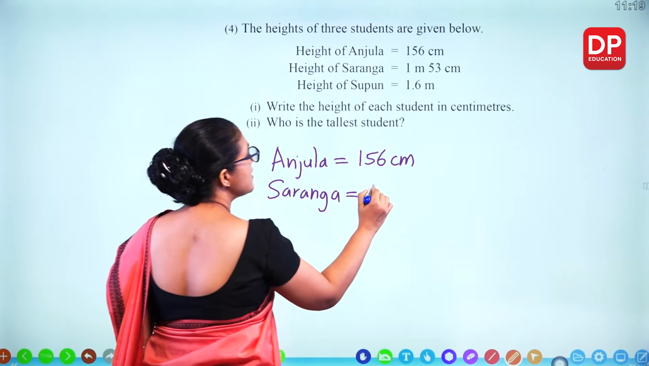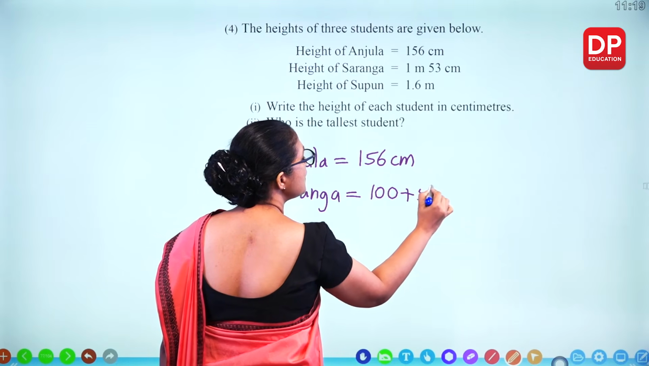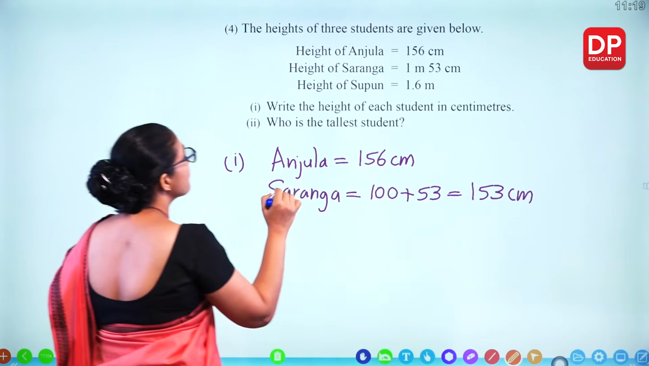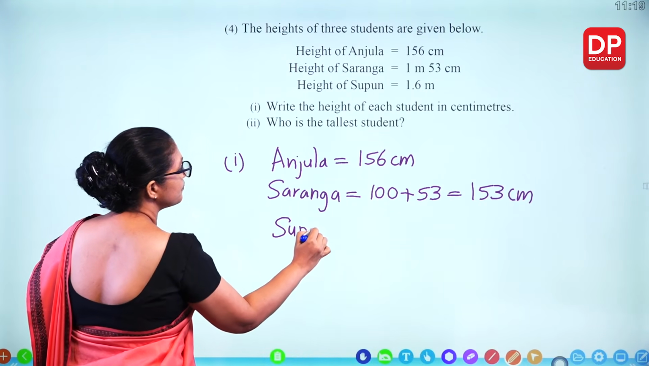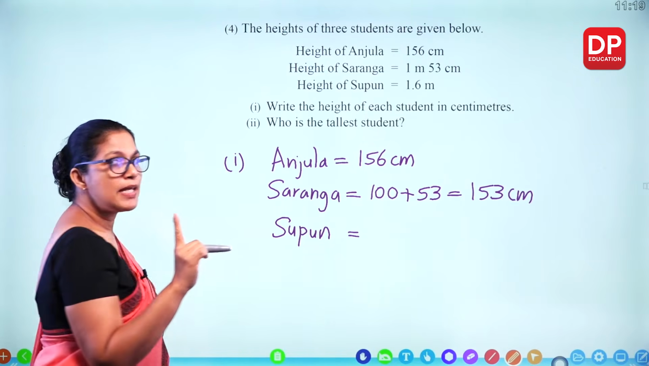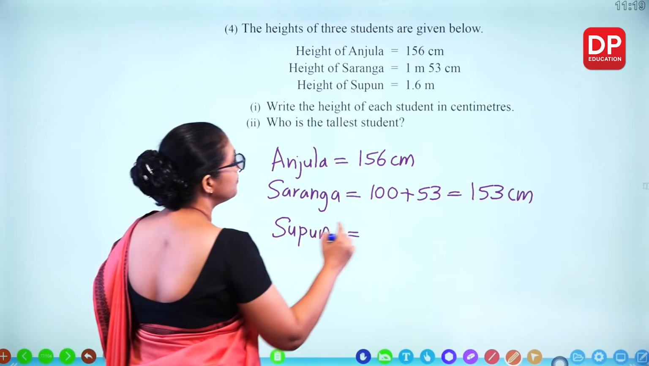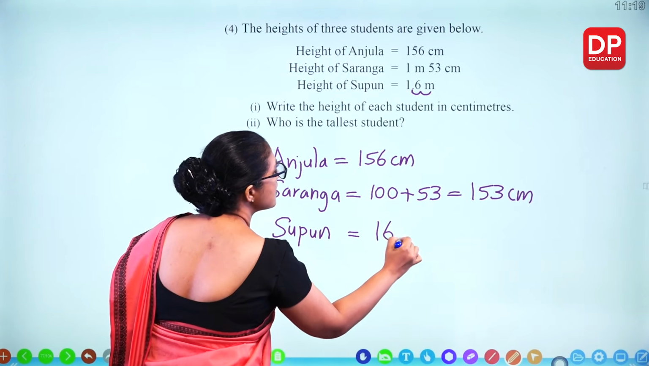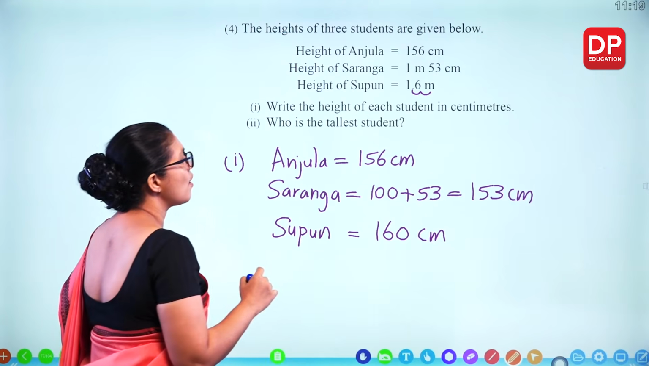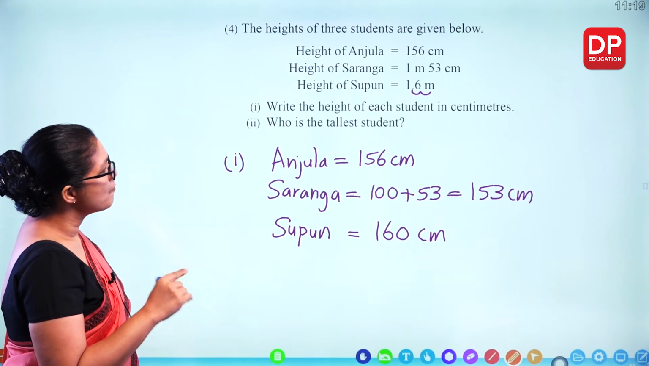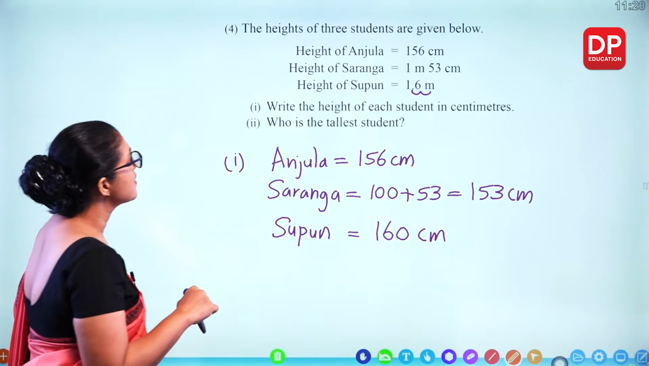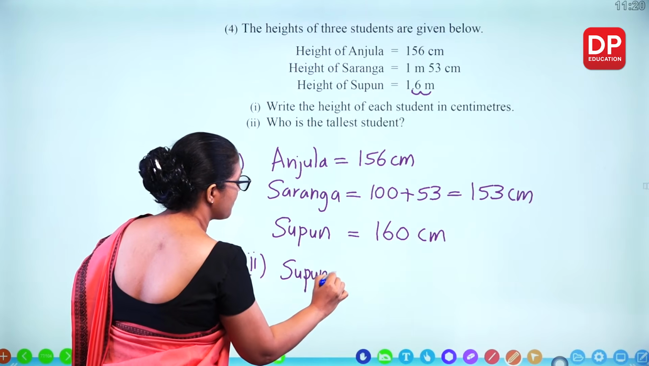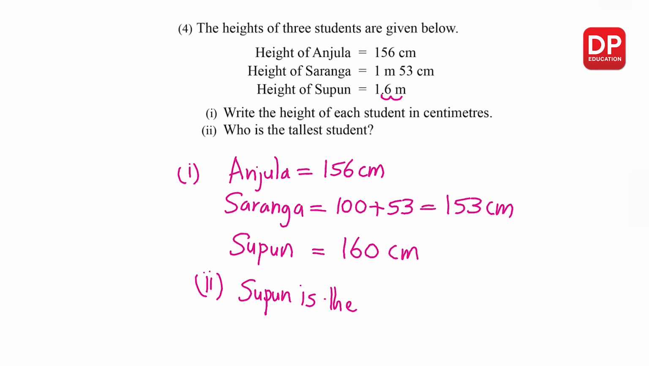1 meter, that means 100 centimeters plus 53. 153 centimeters. Supun, 1.6 meters multiplied by 100. Move the decimal place 2 places to the right. 160 centimeters. Now who is the tallest? Supun. Supun is the tallest. So you can write Supun is the tallest.